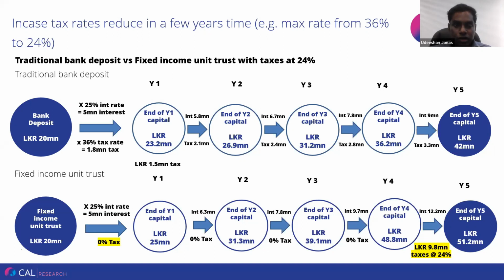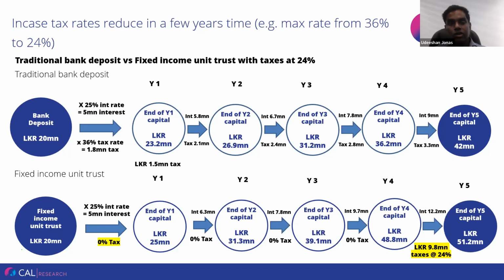So I'm showing you 2 examples here, right? The one on the top is a traditional bank deposit. If you invest 20 million rupees in a bank deposit, and let's say, for example, the interest rate is at 25%, how are we going to pay the taxes? Let's assume that the total tax liability is at your personal tax rate of 36%.